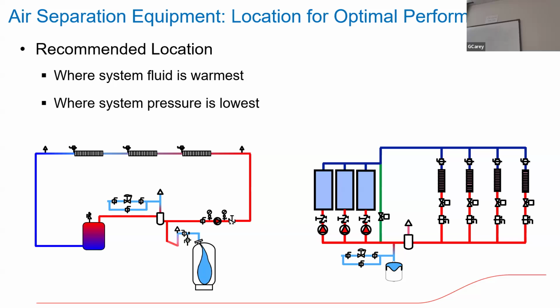And as importantly, again, we'll get into it later on, where our expansion tank is connected is very important. And we're showing both bladder style and diaphragm, which we'll talk about. But so ideally where the system water is the warmest and the system pressure is the lowest.